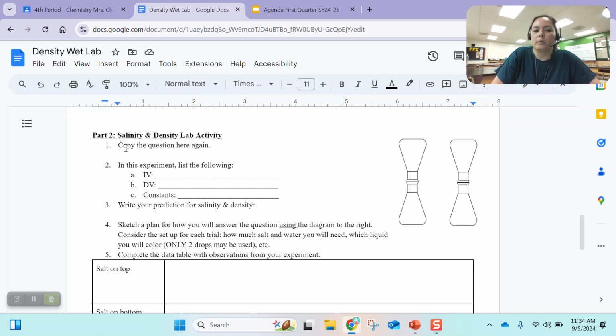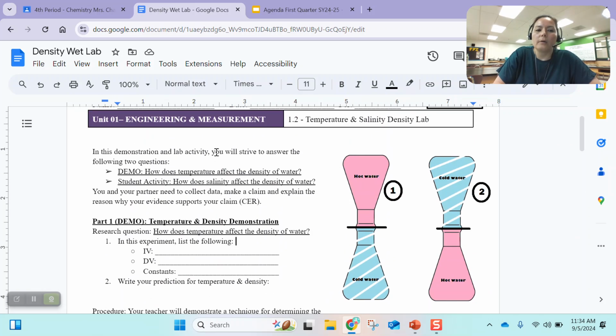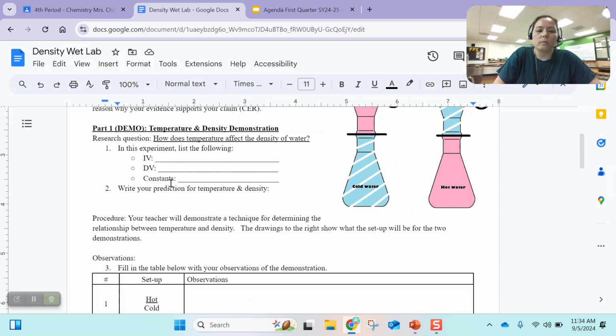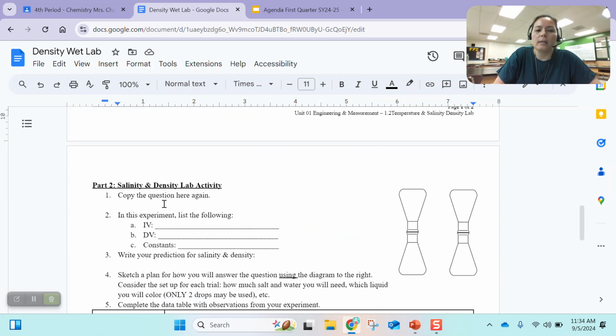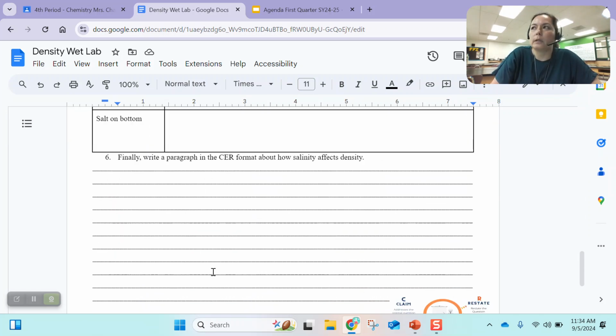Now, you are going to do this part of the lab by yourself, except now you're looking at salinity. So it says here, copy the question again. The question now is not how does temperature affect density? It's now how does salinity affect the density of water? So right here, you're going to copy that onto the back of your sheet, and that is the question you're going to address with your well-written CER down here.